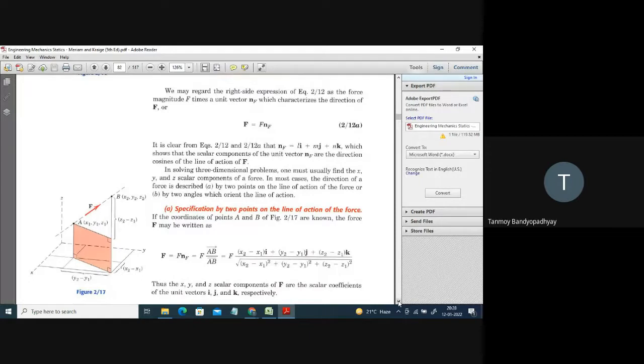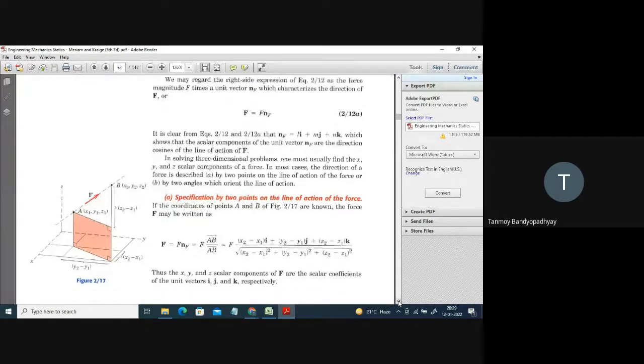So this is the method to find the unit vector. The way to find the unit vector in the direction of the force is Li plus Mj plus Nk. We will do a problem like this, where you can see that there is a force vector F, figure number 2.17 I'm referring to. You can see that there is a force F that passes through two points A and B. The coordinates of the points are: A has coordinates x1, y1, z1 and B has coordinates x2, y2 and z2.